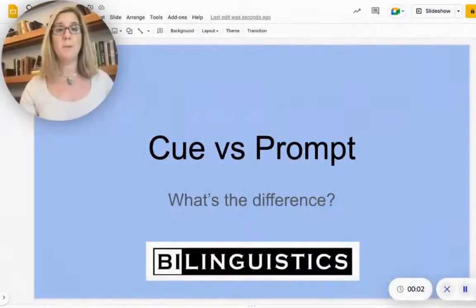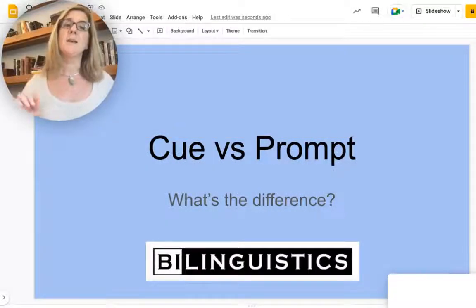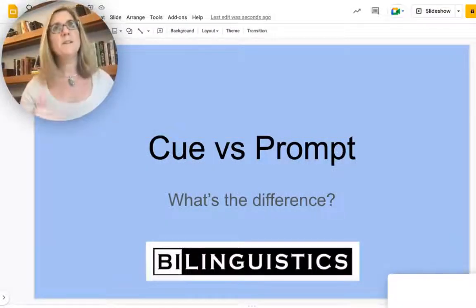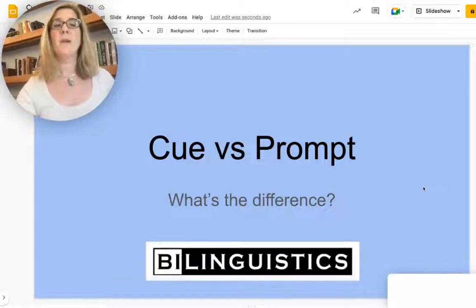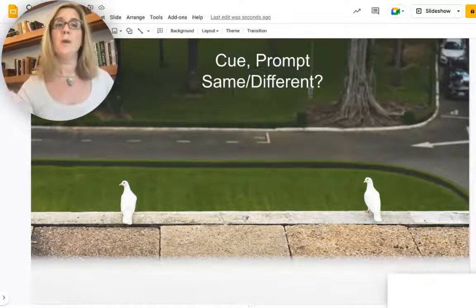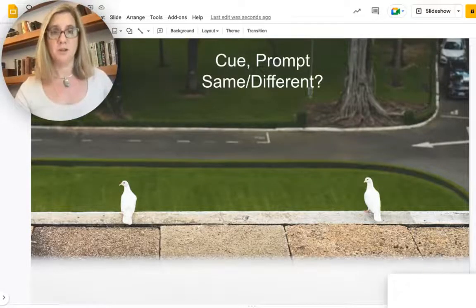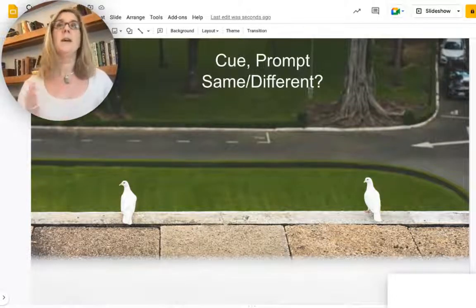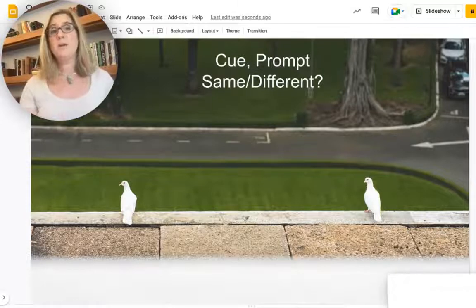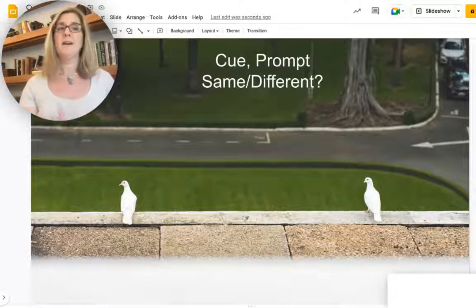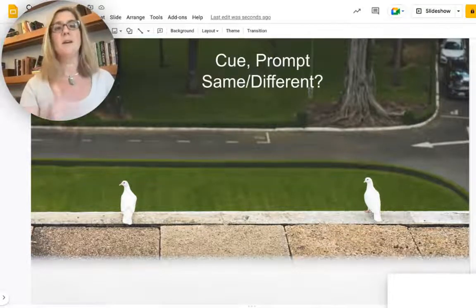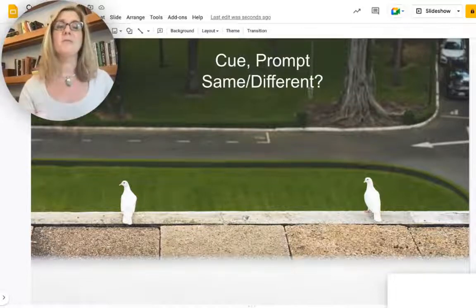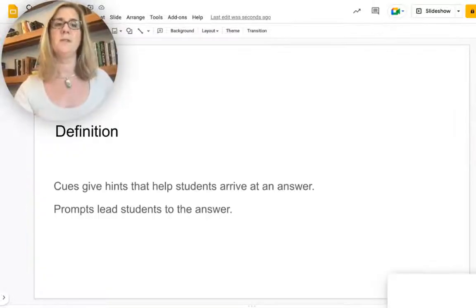An SLP Impact member recently asked us if we could provide some information about what is the difference between a cue and a prompt. Are they the same? Are they different? Well, I think that in our field, we often use those terms interchangeably, though they are actually quite different and they have different impact when we talk about collecting data and measuring progress because they are very different levels of support for students.